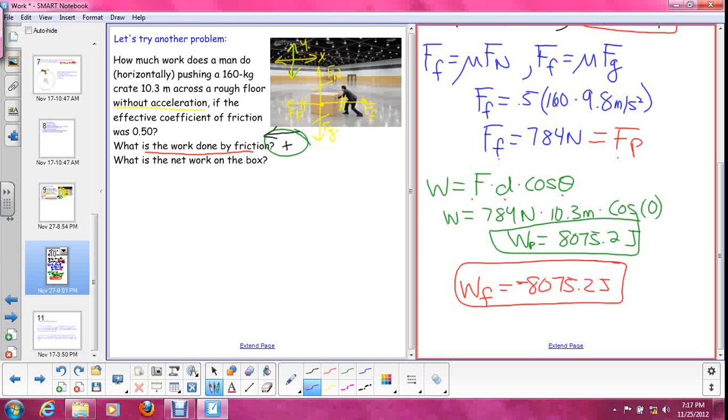So, what is the net work on the box? Well, if this guy is pushing with 8,000 joules to the right and friction is pushing with 8,000 joules to the left, we add the work of the push and the work of friction. And because they are the same magnitude but one is negative, the net work done on this box is 0.